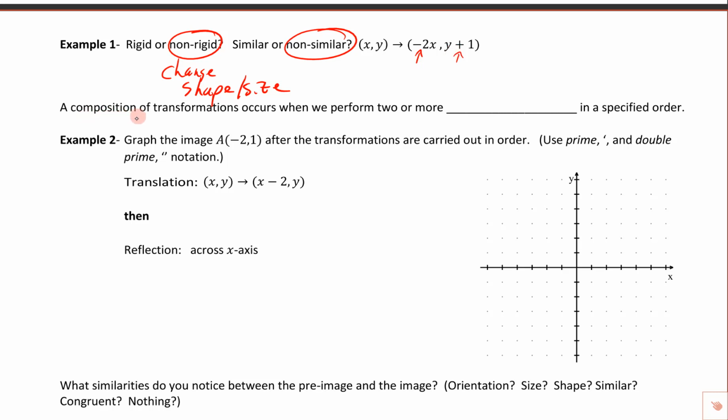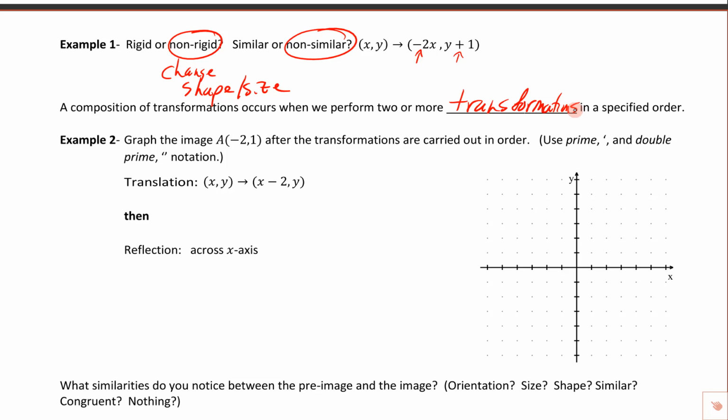So a composition of transformations occurs when we perform 2 or more transformations in a specific order. So we're going to do a couple of examples. When we compose a letter, we write a bunch of words together. When we compose transformations, we're going to string together several transformations, and we're going to see what the end result is.